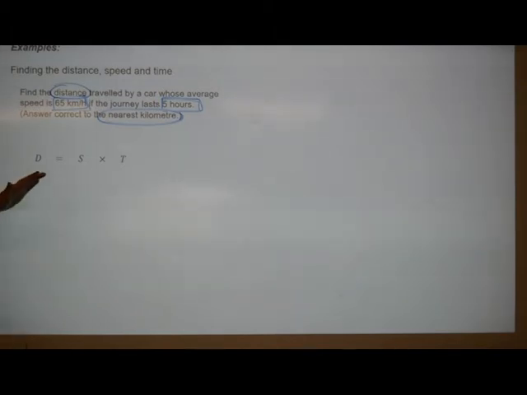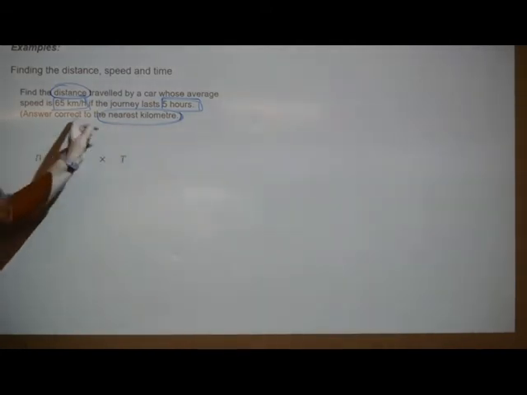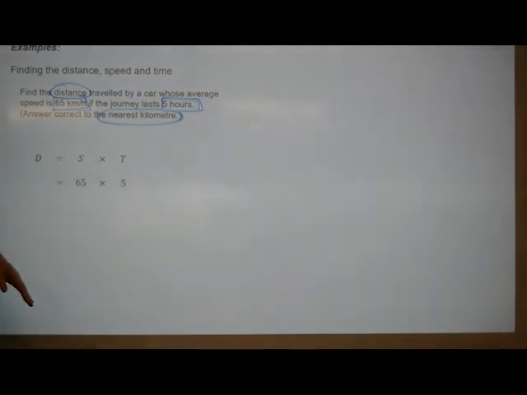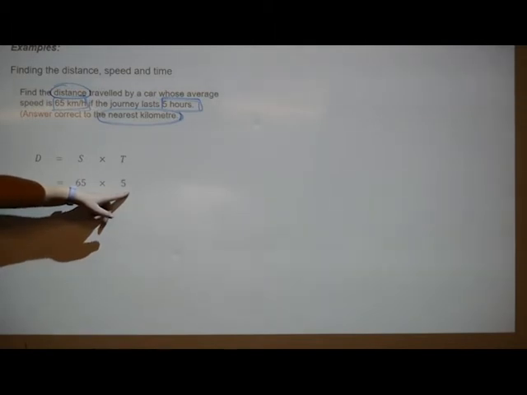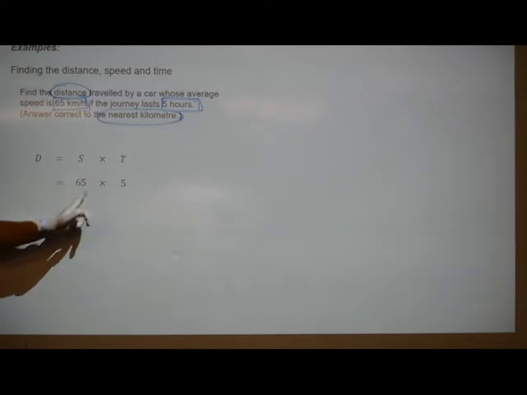Alright, what did we do next? What was the next step? So we've written down that formula. What was the next step? Changing the variables. So we've got speed and time are the things that we know. So we can substitute those in. Alright, so 65 for speed, 5 for hours. Does that make sense? They're the bits that we need because we want to find distance. We don't know it yet, so we leave it blank. 65 and 5.